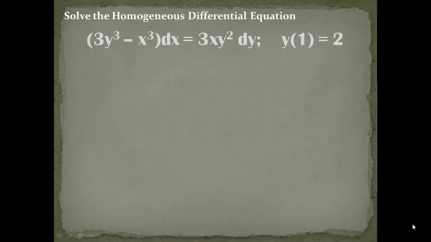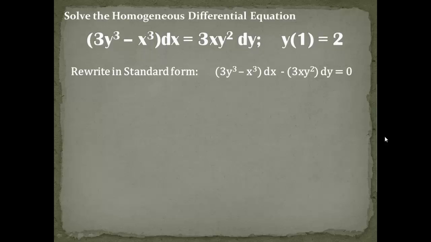Now, for our next problem, we have to solve the homogeneous differential equation 3y cubed minus x cubed dx is equal to 3xy squared dy, where y of 1 is equal to 2. We rewrite the original equation into its standard form, and that's why we have 3y cubed minus x cubed dx minus 3xy squared dy is equal to 0.